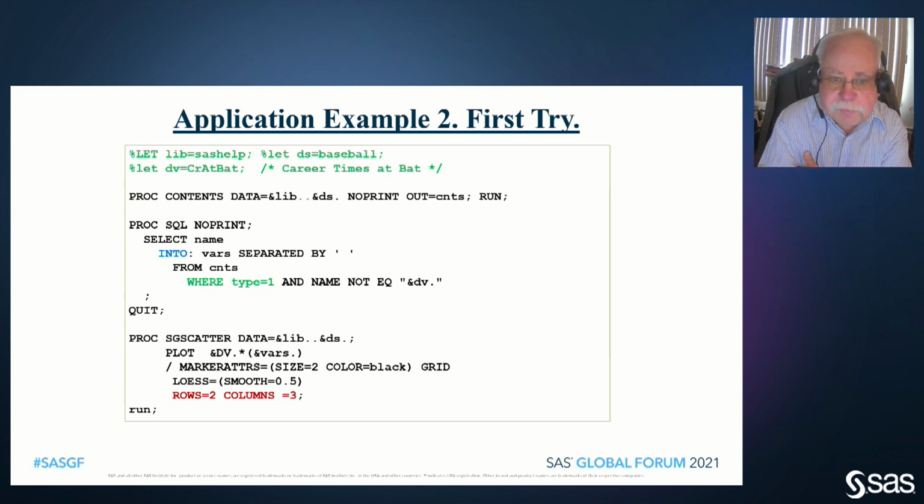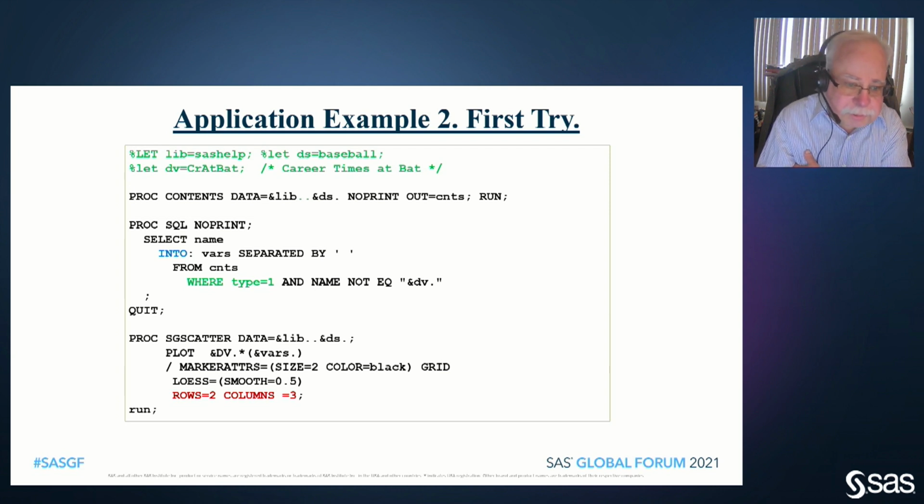In the previous example, I did the PROC CONTENTS with the noprint output run. Now here I'm modifying the SQL a bit, where I want to take the names: select name into :vars separated by a space from CNTS where type equals 1, because you don't want to use this for character variables, and the name is not equal to the dependent variable. You could use it, but it would be a straight line going diagonally up.